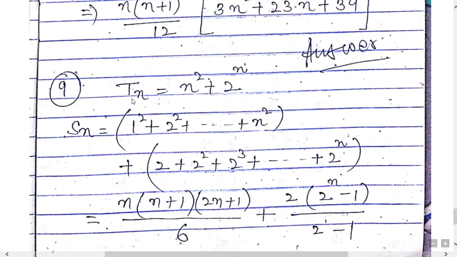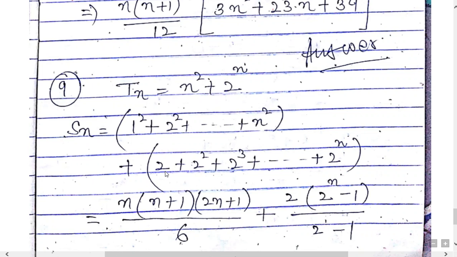Similar is the case in question number 9. The first term is n square, it means it's 1 square, 2 square and so on up to n square. You can apply the formula. What about the second term? It's a little bit different from the previous question. The statement is 2 raised to power n.